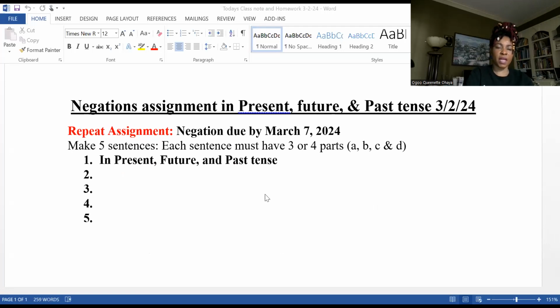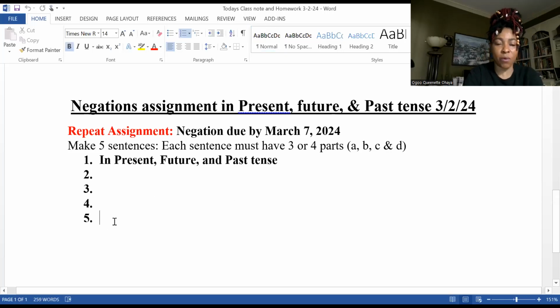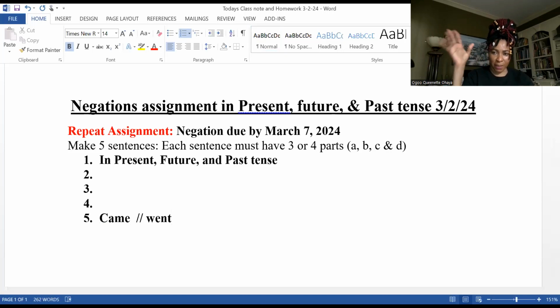All right, so you can do past tense first, or you can do present, or you can do future. But the past tense should have 2 parts. So the 2 parts I mean is that one should be came, okay? The other one should be went. That's why we should have 2 parts for the past tense, okay? Because it's not the same thing you say in came that you're going to say in went.